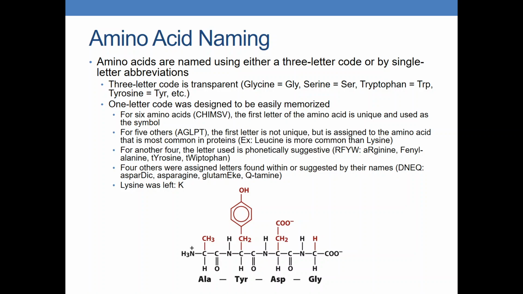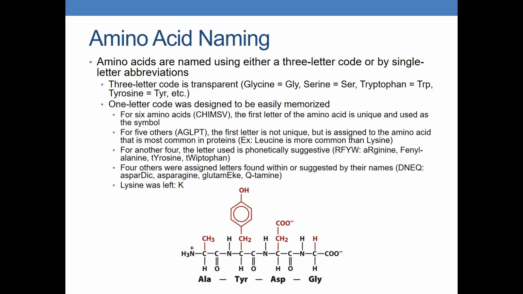So glycine was expressed as GLY, serine, SER, tryptophan, TRP, tyrosine, TYR, and so on. So the 3-letter code was fairly straightforward. You could figure out the identity of your amino acid with ease without really needing to memorize anything. However, going back to the example of the 100 amino acid protein, 100 amino acids times 3 characters, that's 300 characters. So that's still not as efficient as it could be.